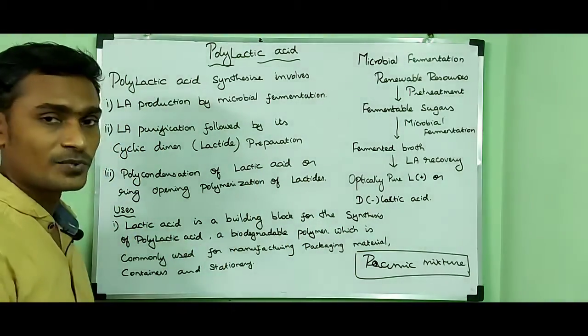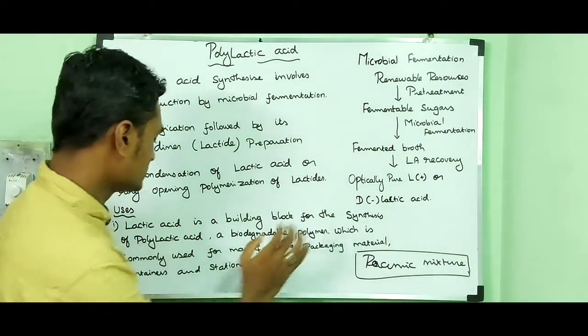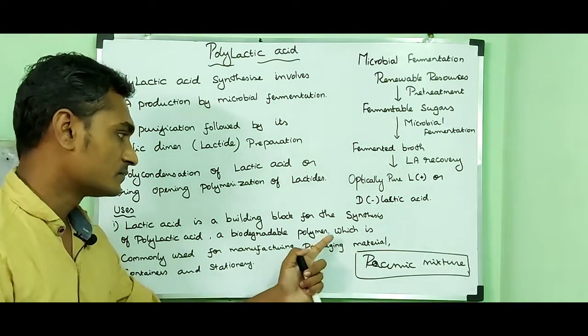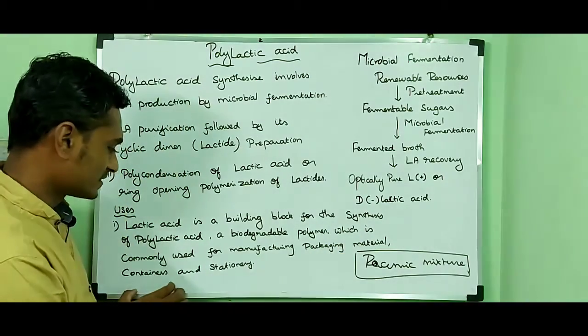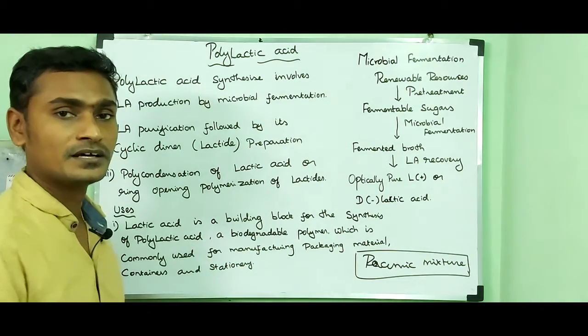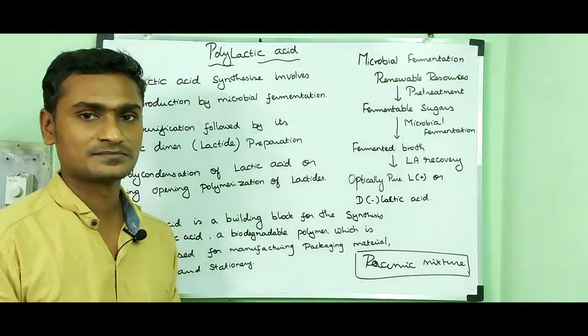Then the uses of polylactic acid. Lactic acid is a building block for the synthesis of polylactic acid, a biodegradable polymer which is commonly used for manufacturing packaging material, containers and stationery. And we can use polylactic acid for the production of bioplastic.